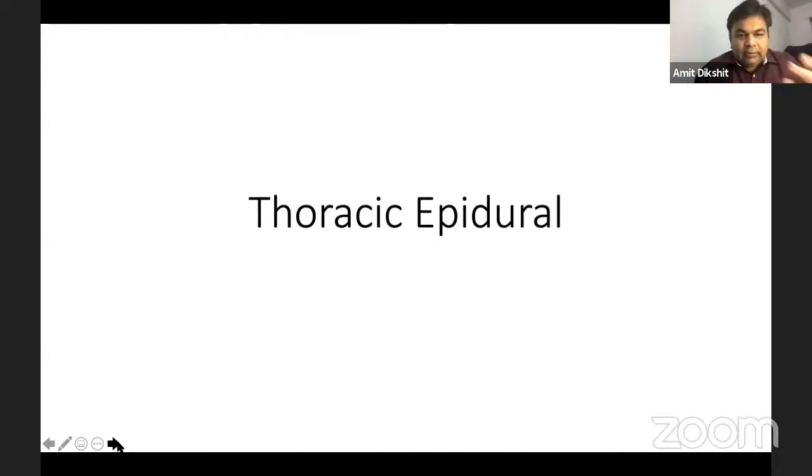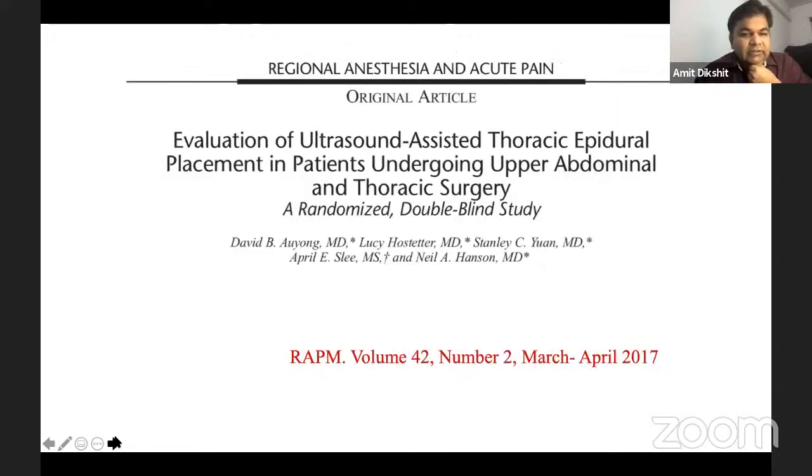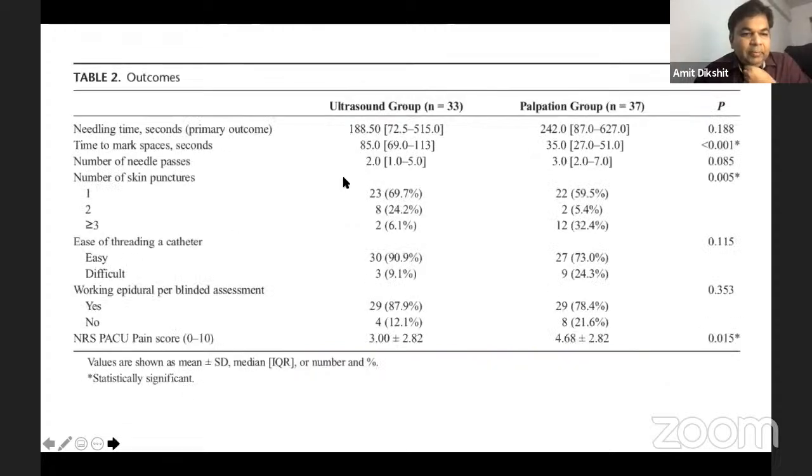So coming to a little bit about thoracic epidural, thoracic epidural studies were first correlated with MRI, and they found that ultrasound has a role. And then there were multiple studies which showed that ultrasound assisted thoracic epidural is a useful technique, and they have looked at the number of needle skin punctures and redirections. They have compared with the landmark technique, and you can see more than three attempts, there were like 12 patients.